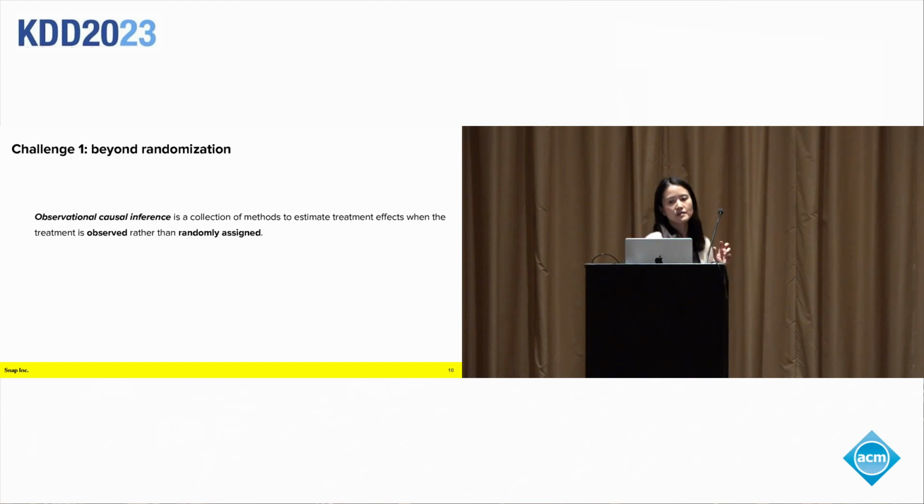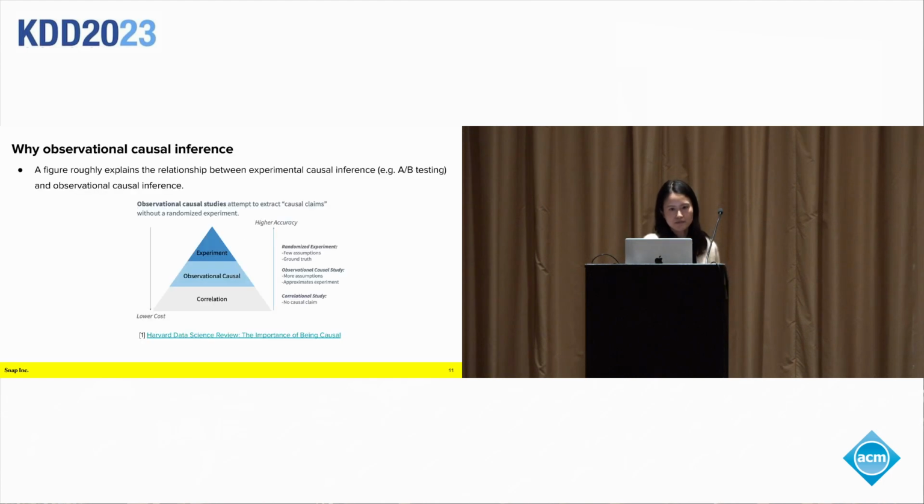Because of these reasons, observational causal inference is needed. Observational causal inference is a collection of methods to estimate treatment effects when the treatment is observed rather than randomly assigned. Here is a figure that roughly explains the relationship between experimental causal inference and observational causal inference. At the very top, experimental causal inference, or A/B testing, usually has the highest accuracy in measurement, but it also has the highest cost.